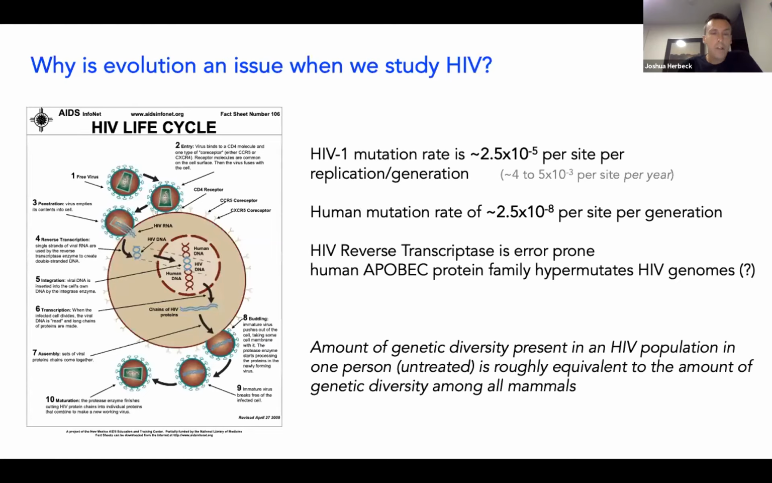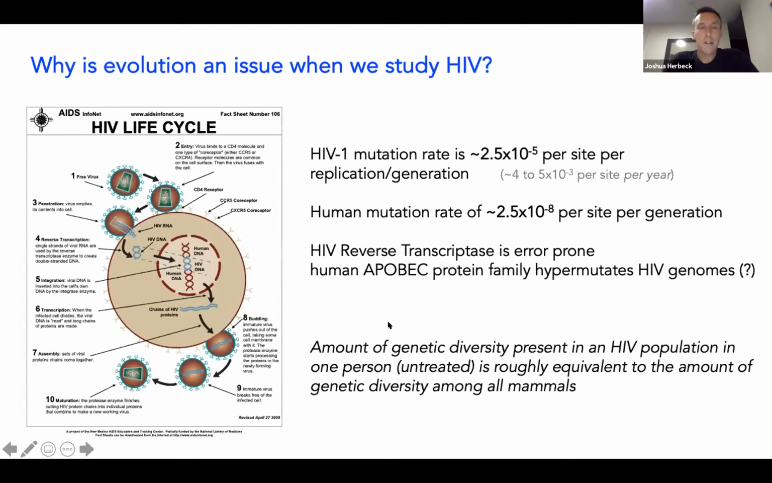So why, of course, and this is some real background slides, why is evolution an issue when we study HIV? We know the HIV mutation rate is very fast compared to any other viruses, especially humans. This is due to the error-prone nature of reverse transcription, step 4 here in the HIV life cycle.